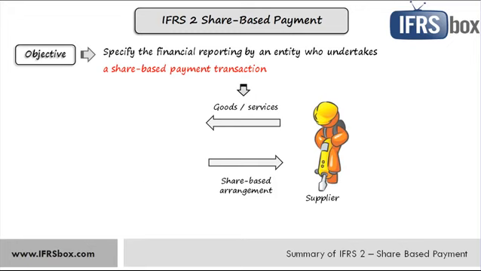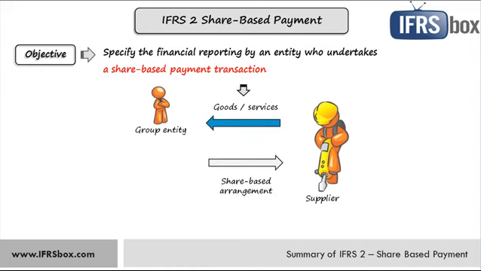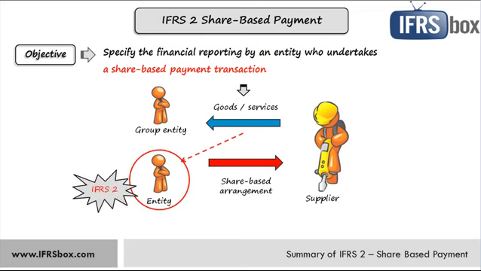Share-based payment transaction is also a transaction in which the entity incurs an obligation to settle the transaction with the supplier in a share-based payment arrangement when another group entity receives those goods or services. So here, another group company receives the goods or services, but if the liability to pay for them by share-based payment arrangement is transferred to an entity, then IFRS 2 applies to the entity that needs to pay.